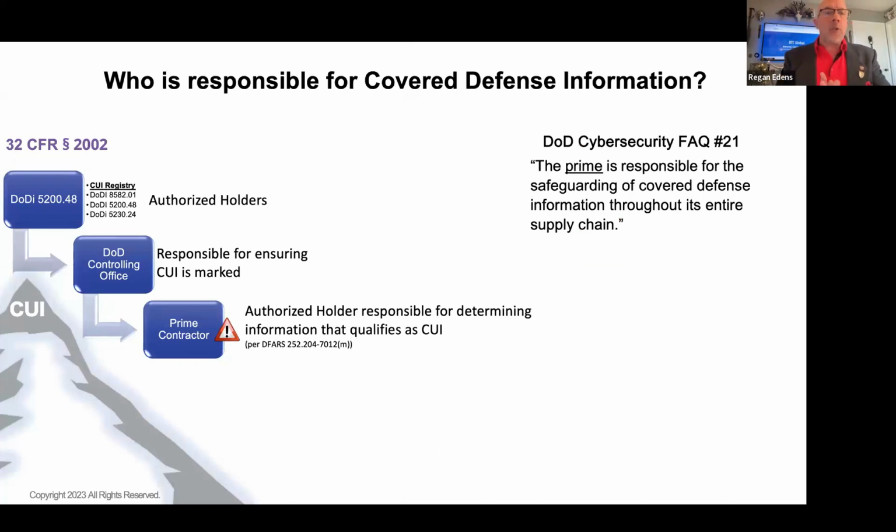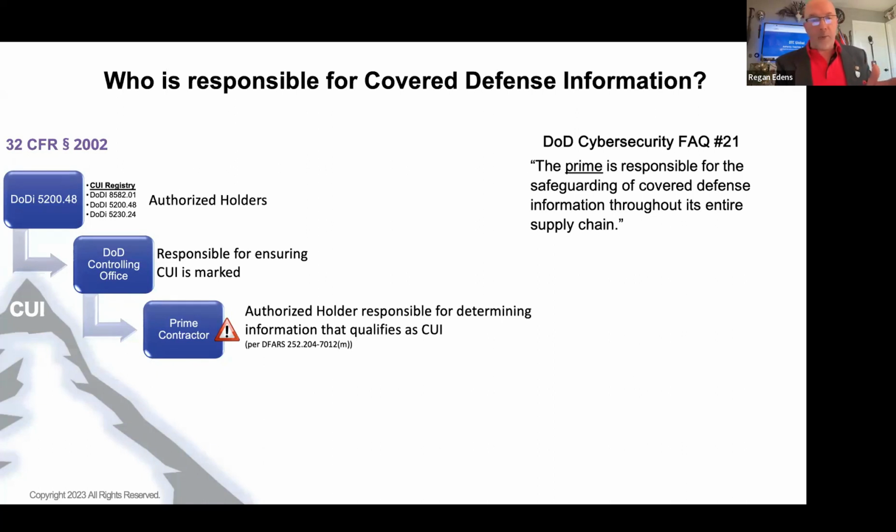So who is responsible? Let's review what we learned. Who's responsible for covered defense information under the DFARS 7012? Authorized holders are responsible for that information. The prime contractor or the higher tier subcontractor is responsible for all lower tier contractors throughout its supply chain, according to DoD policy. The DoD controlling office is responsible for ensuring the CUI is marked, and the DoD has mechanisms in place to try to make that happen. The reality, though, in the real world, is that it doesn't always happen.